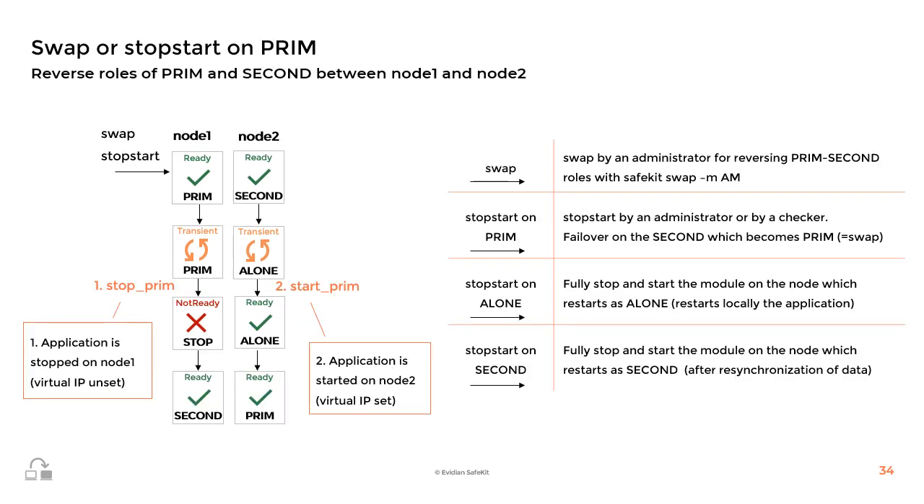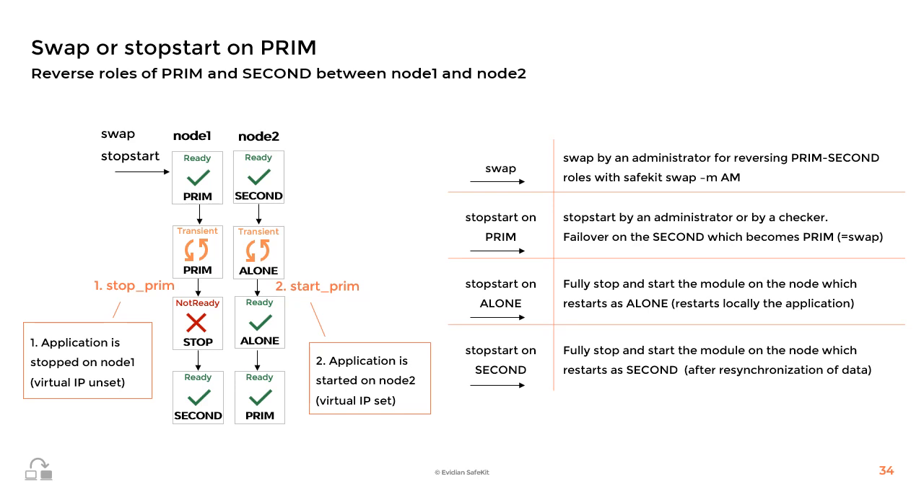Let's now talk about the swap action. This action reverses the roles of the primary and secondary nodes. The swap action is equivalent to the stop-start action executed on the primary server. The action can be initiated by an administrator or a checker. As shown in the figure, the application is initially running on node 1, the prim server, by initiating a swap or stop-start action on node 1.